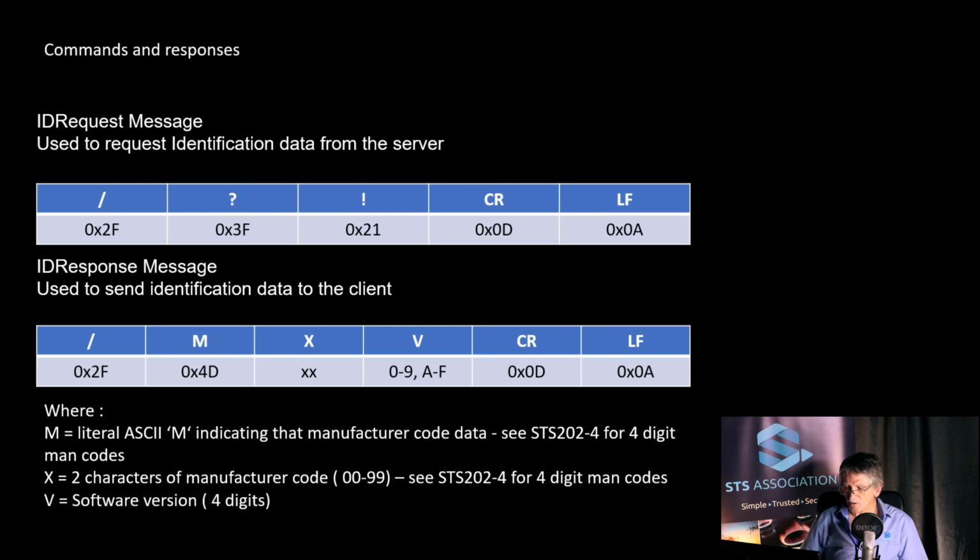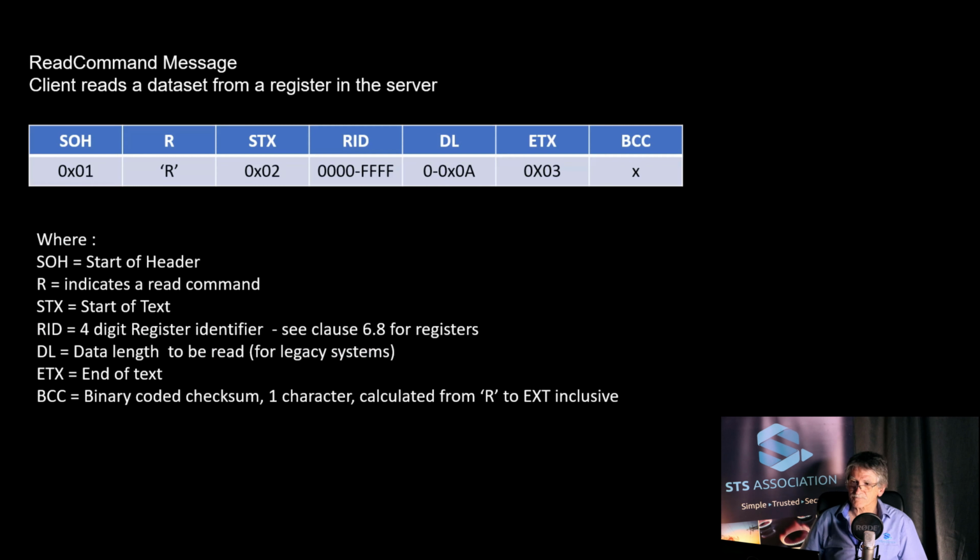You have 2 characters of manufacturer code in this specification, and you have the 4-digit manufacturer codes, which will be specified in STS 202-4. Unfortunately, this spec is a bit old, therefore it only allowed for 2 digits of manufacturer codes. And then right at the end you have a software version which is 4 digits.